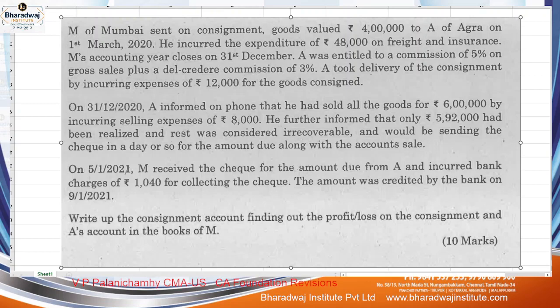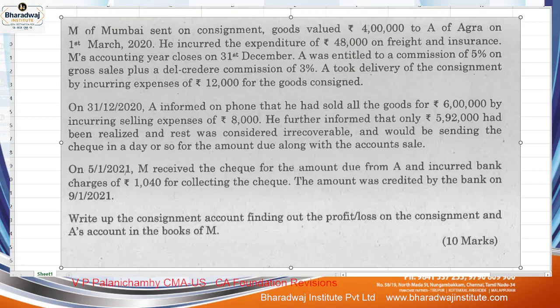A took delivery of the consignment, incurring 12,000 for the goods consigned. He informed that all the goods are sold for 6 lakhs. So, no abnormal loss, no normal loss, no closing stock, nothing. Selling expenses 8,000. He informed that only 5,92,000 has been collected and the remaining is bad debts. Anyhow, the bad debt should be borne by whom? The consignee only.